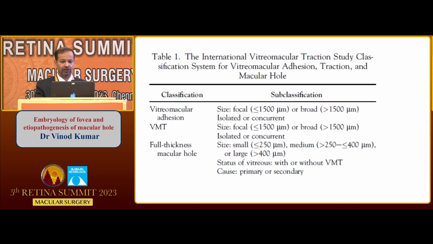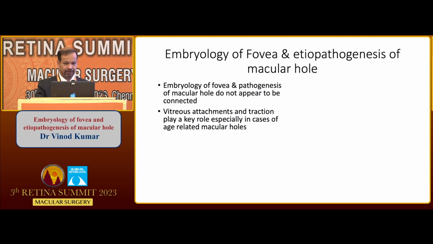Nowadays, we follow the international VMT study system for classification, and according to this, small size holes are less than 250 microns, medium size holes 250 to 400 microns, and anything more than 400 microns constitutes a large macular hole. This may or may not be associated with VMT.